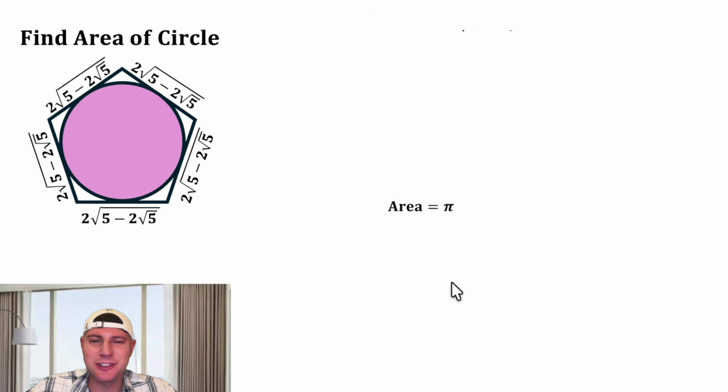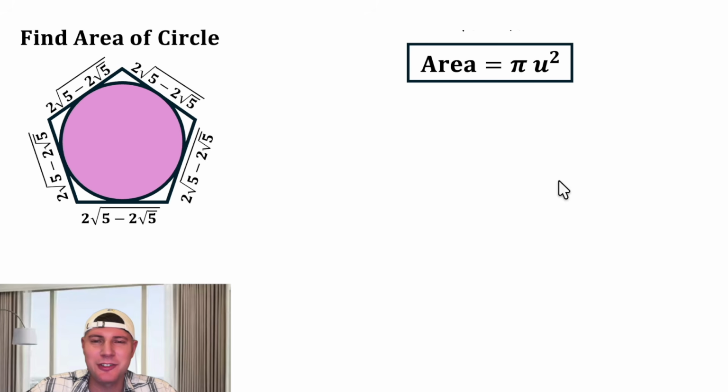And that is the answer to our question. Let's give it a label of square units and put a box around it. In this given regular pentagon, the inscribed circle has an area of exactly pi square units. How exciting.